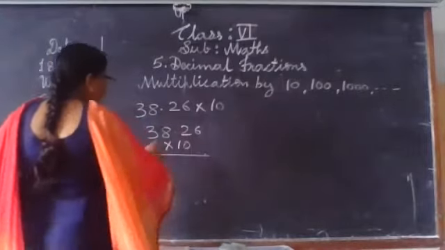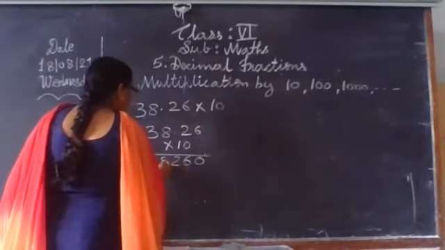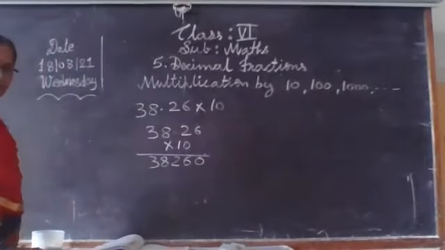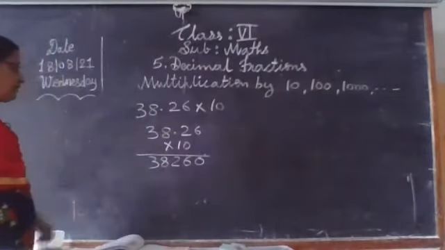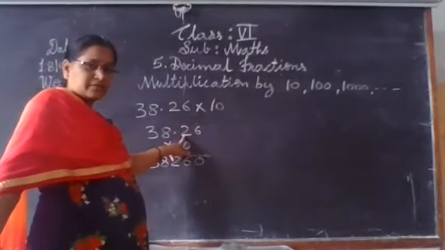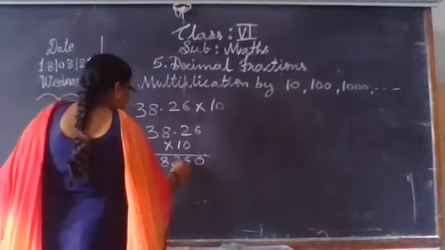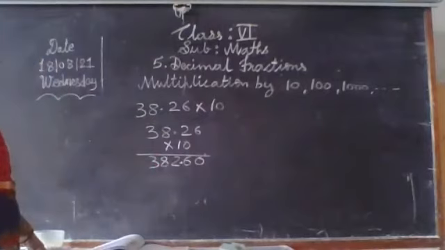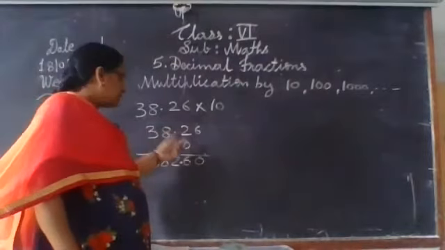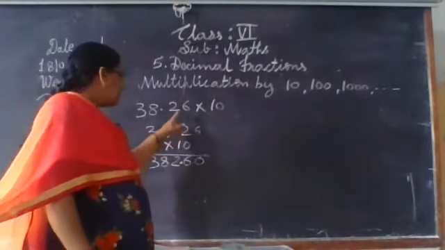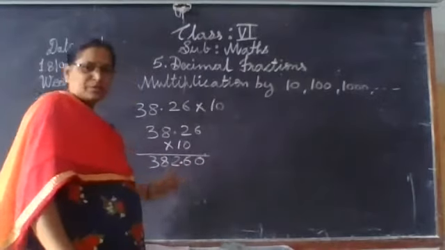So 0, 6 is 60, 0, 6, 2, 8, 3 is the answer. Now here the decimal point was after 2 places. So put the decimal point after 2 places. First we multiply, the answer is this, and here the decimal point is after 2 places, so from the right side you have to put the decimal after 2 places.